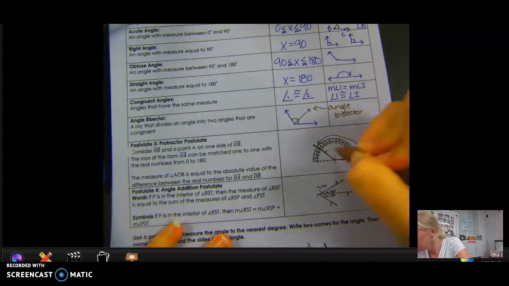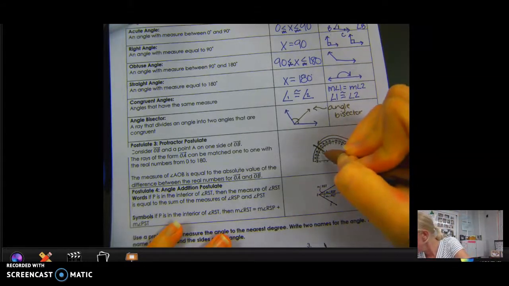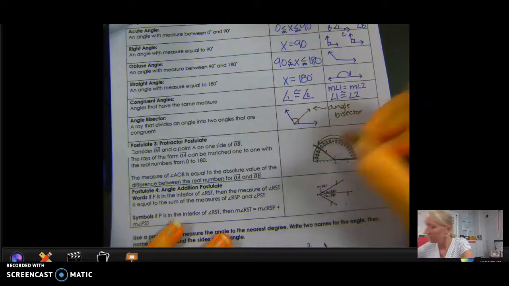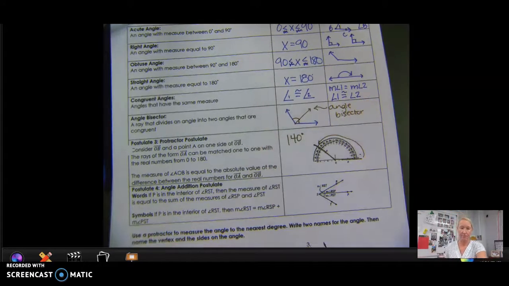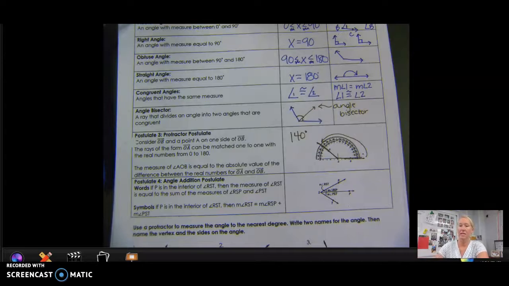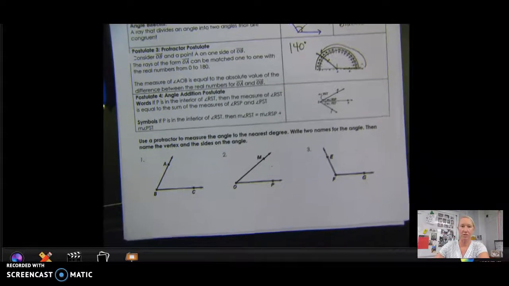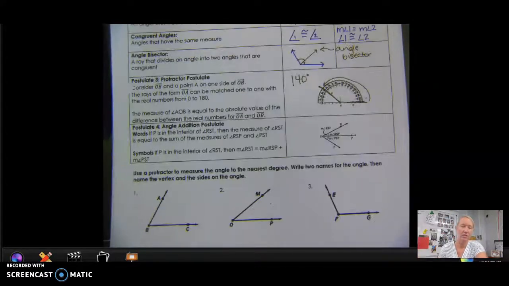We know that this is an obtuse angle, so I have to go with the obtuse number of degrees, and that is about 140 degrees. It's hard to read that. But essentially all this is saying is that I can measure an angle on a protractor. I can match up the rays to the number of degrees.